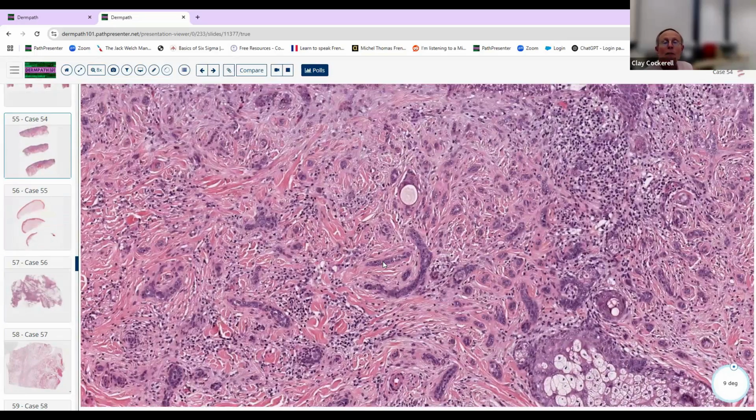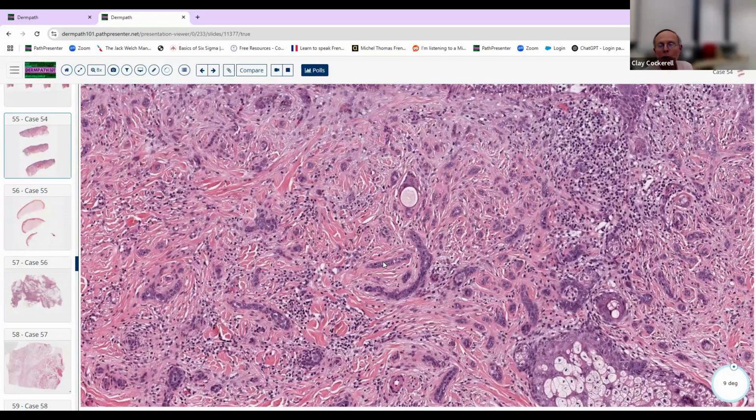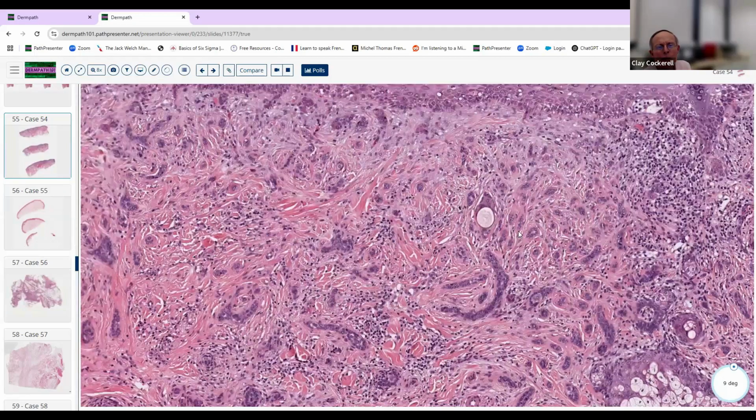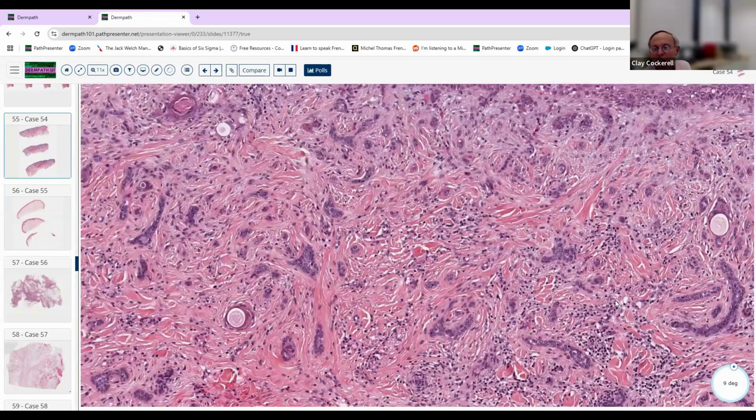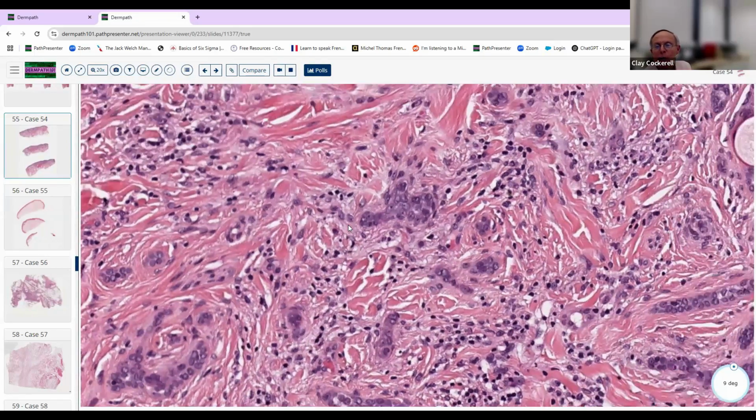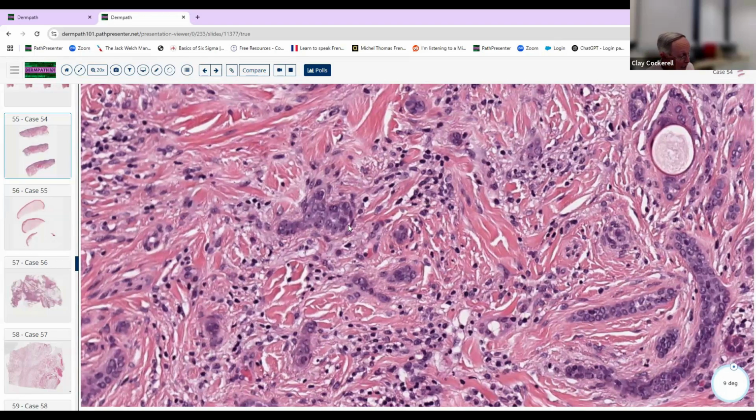Now, the differential diagnosis of this includes microcystic adnexal carcinoma and desmoplastic trichoepithelioma. They're probably not going to show you those three without some other kind of clues, because can I say with absolute certainty there's no chance this could be a morpheaform basal cell carcinoma or a microcystic adnexal carcinoma? Probably not. We chose an example to show you the fact that these all look kind of different.